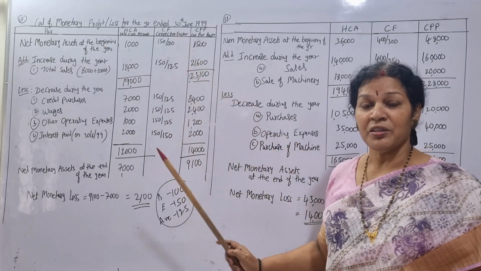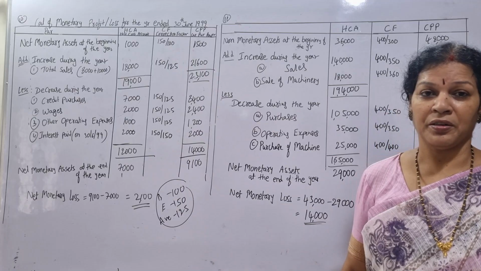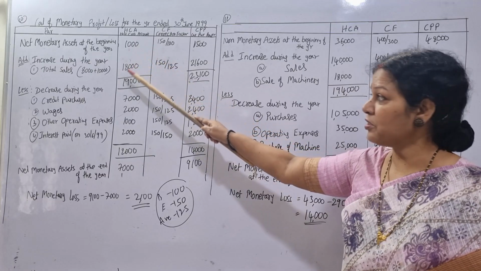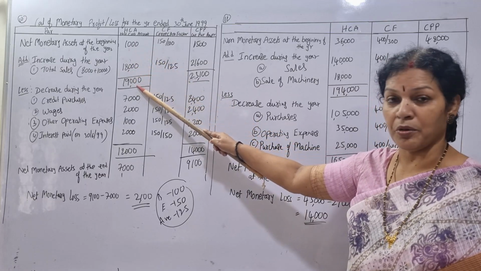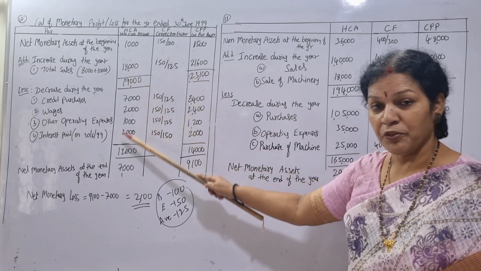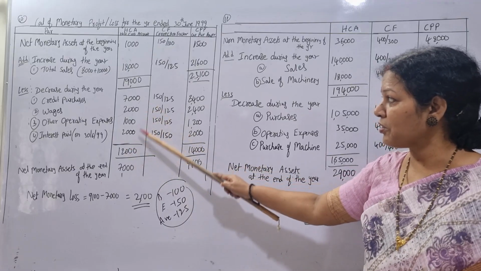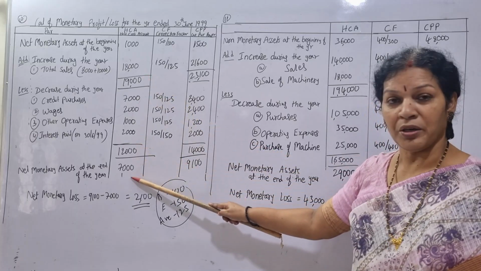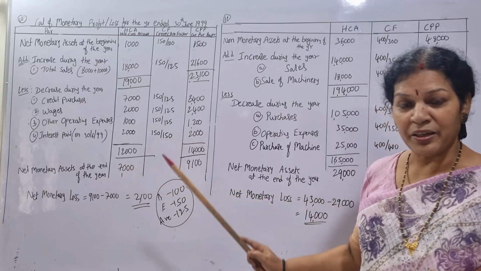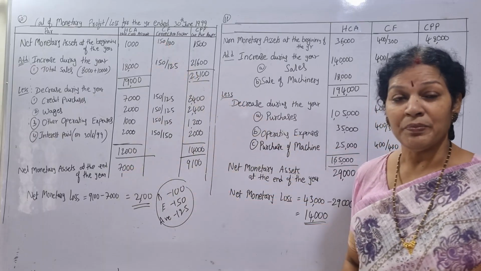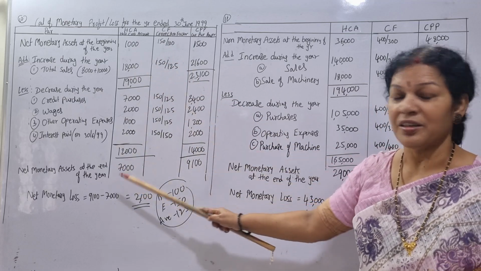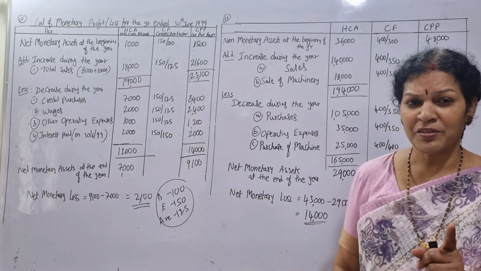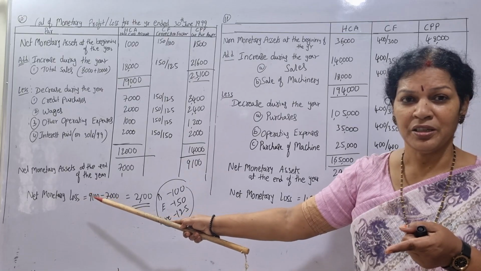The important thing is the correction factor that we have to take. Calculate it. Total, if you add to the net monetary assets the income, you get 19,000 and 23,100. If you deduct all these transactions, the total is 12,000. Okay, 19,000 minus 12,000, you are getting the net monetary assets at the end of the year. So this is as per the HCA. Now as per the CPP, it is 9,100. As per the HCA, 7,000.